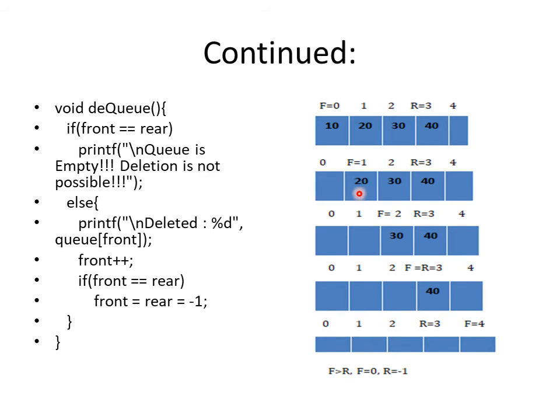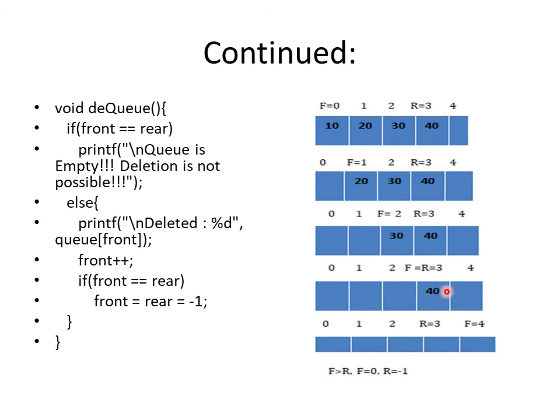In this, I am deleting 20 once again. Next, what happens? f equals f plus 1. Here the f value is 1 plus 1, now it will become 2. After that, I am deleting 30. Next, what happens? r equals 3. That means after deleting, r plus 1, r plus 1 is 2 plus 1, that is 3. That is the third element.